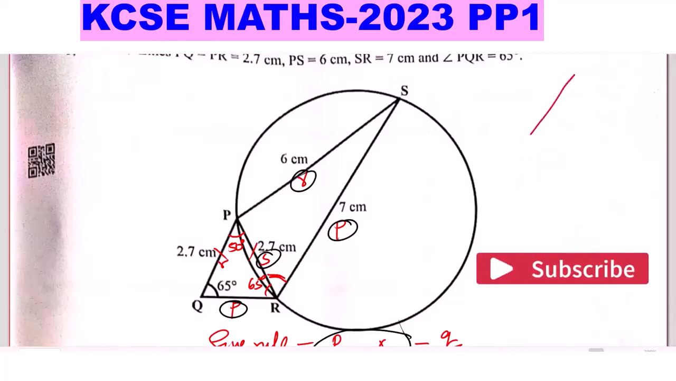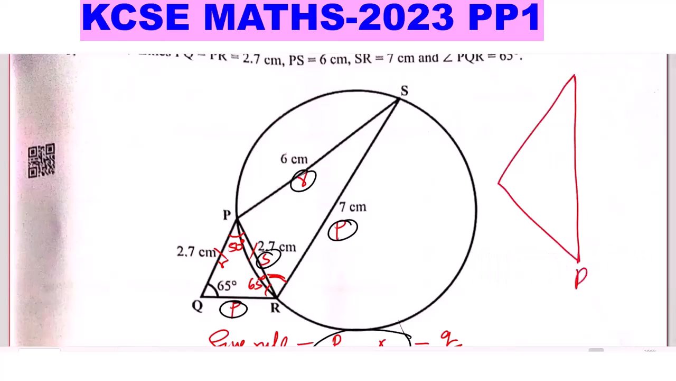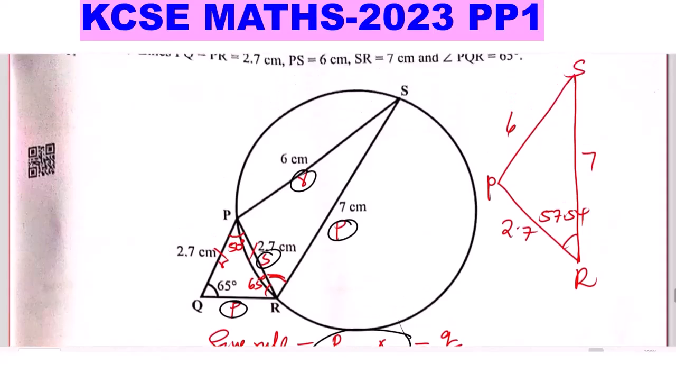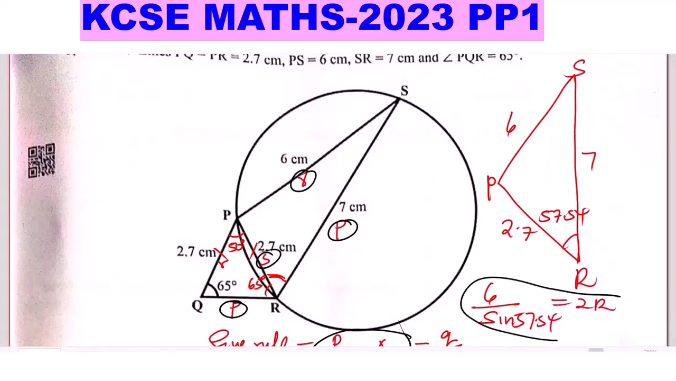So let me sketch this. This is R, this is P, this is S. So we already have this angle as 57.54. And you have this side which is 7, this is 6, and this is 2.7. So we can use the sine rule, which is 6 divided by sine of 57.54 is equals to 2r. This is what is going to help us to get the radius.